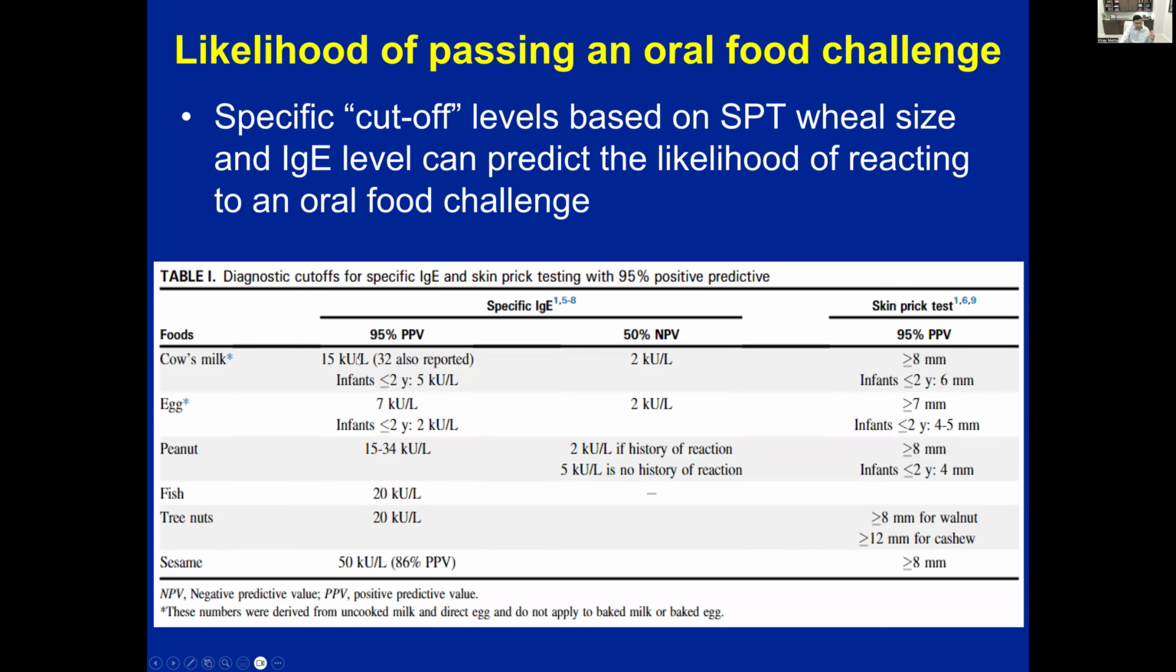And again, these cutoffs are different for different foods. It's not the same cutoff. This is the problem with in vitro blood tests. They don't tell you what the cutoff levels are. They'll just give you class 0, 1, 2, 3, 4. So you have to look up these things to know what the values mean. For example, with sesame, the level has to be very high before you say, okay, this is a person who likely has a true food allergy to sesame. So the cutoff varies with the food.